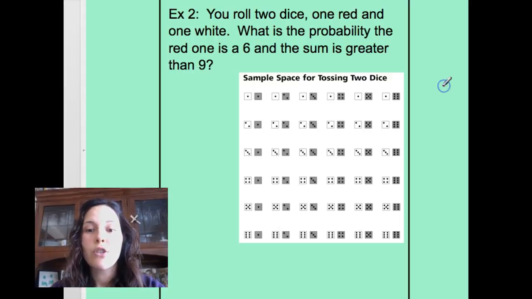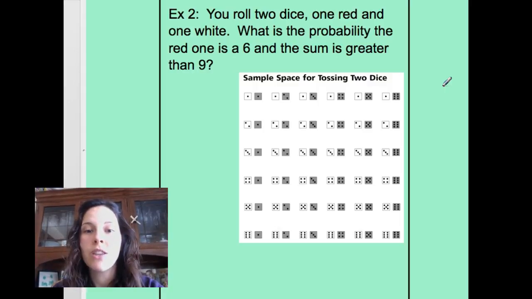So what we have here are 2 different colored dice being rolled. So notice the white die, all of the different options coming up, and then the red die, all of the different options coming up. This one we can simply use the sample space. We don't even need to multiply probabilities together. We can just count our options.